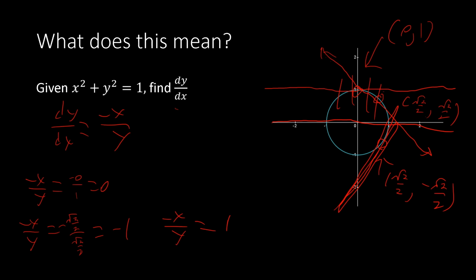And so that's why implicit differentiation is so useful, because with implicit differentiation, you can take some relationship like this, where y is not necessarily a function of x, and you can still find the slope of the function. So that's why we need to know implicit differentiation.